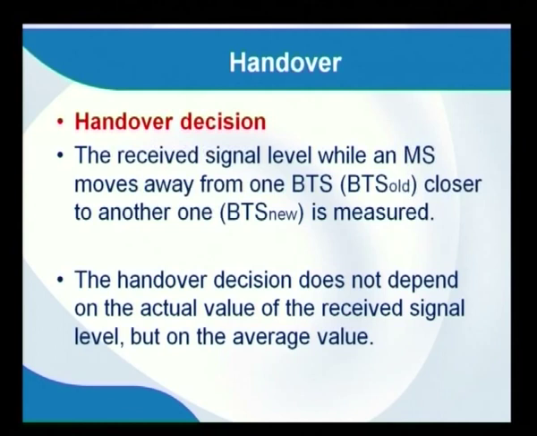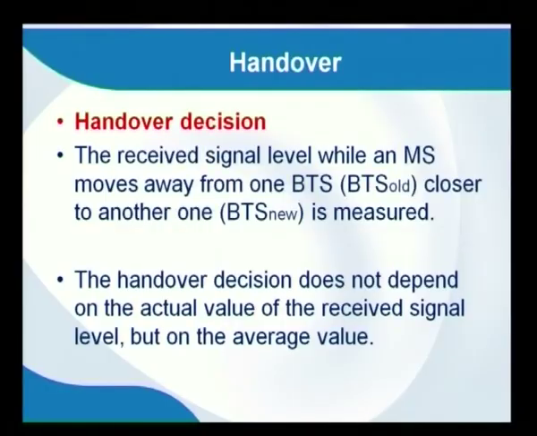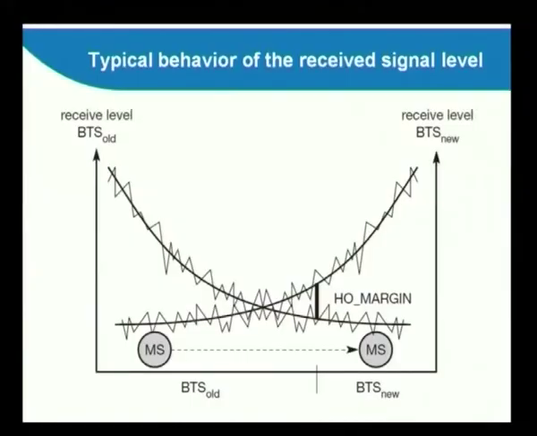Now, the handover decision. Based on the measurements, the MSC has to do some steps to initiate the handover operation. The received signal level is measured while a mobile station moves away from one BTS to another BTS. The old one is referred to as BTS old and the new base transceiver station is referred to as BTS new. Now the handover decision does not depend on the actual value of the received signal strength, but on the average value. The decision has to be taken based on the average value, not on an exact value of the received signal strength. So this diagram explains the typical behavior of the received signal strength.